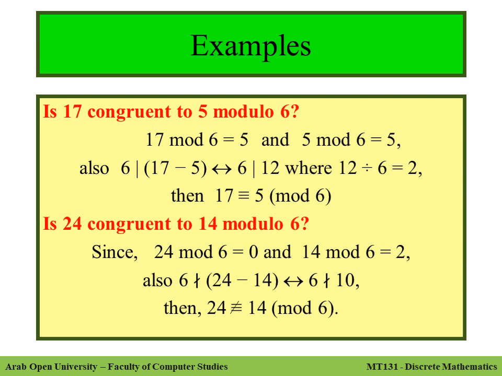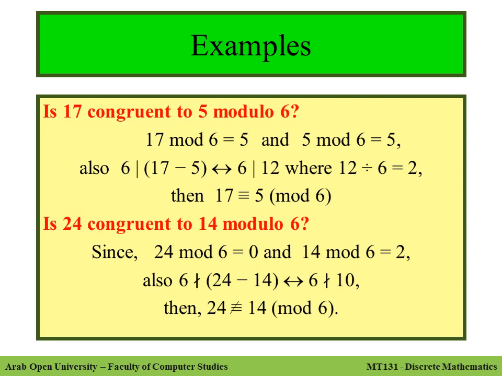What about if you divide 5 by 6? Anytime you divide a number by a larger number, the quotient is always 0, and the remainder is the number you started with. For 5 mod 6, the quotient is 0, the remainder is 5. So 5 mod 6 is equal to 5. Then the first condition is satisfied. 17 mod 6 is the same as 5 mod 6. Then the two integers are congruent. 17 is congruent to 5 mod 6.